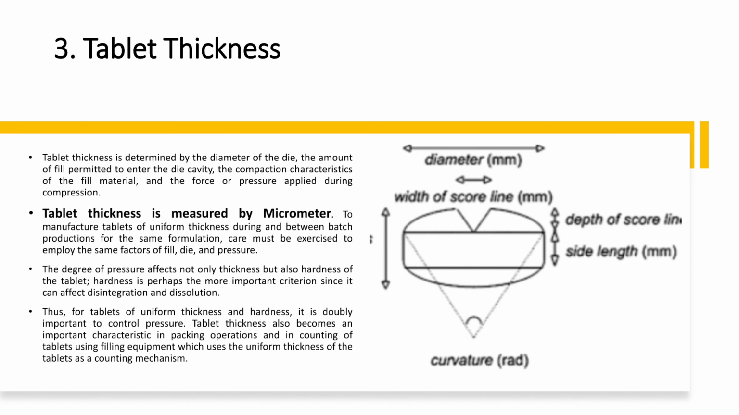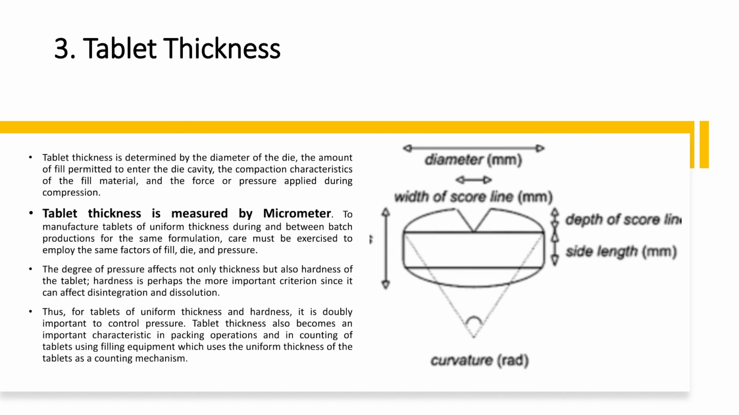So, the amount of fill which is permitted to enter the die cavity, the compaction characteristics of the fill material, and the force of the pressure applied during the compression determine it. The thickness, the breadth, can be measured by the micrometer. To manufacture tablets of uniform thickness during and between batch productions for the same formulations, care must be exercised to employ the same factors of fill, die, and pressure.